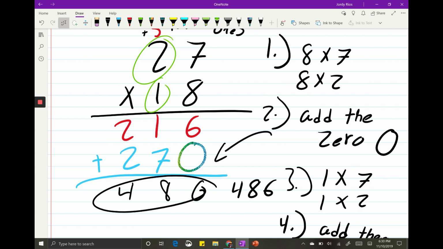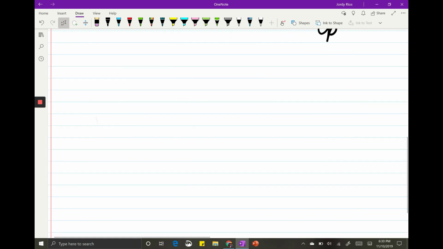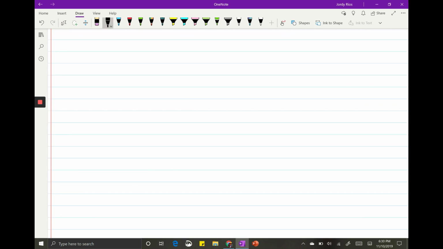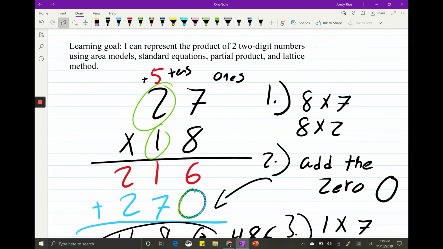All right, so let's move on to another one. Okay, so we did standard equation. Check. Now let's move on to area models. Okay? Area models right here. So let's see what that looks like.